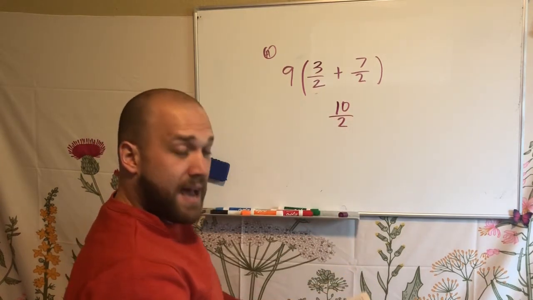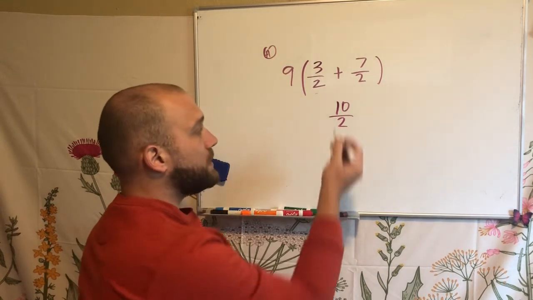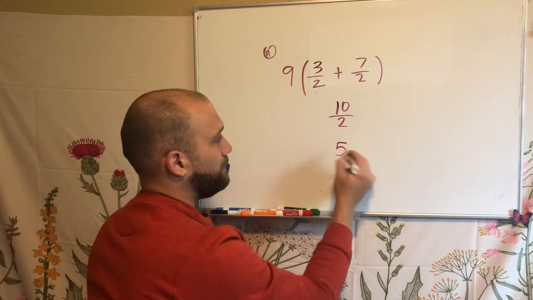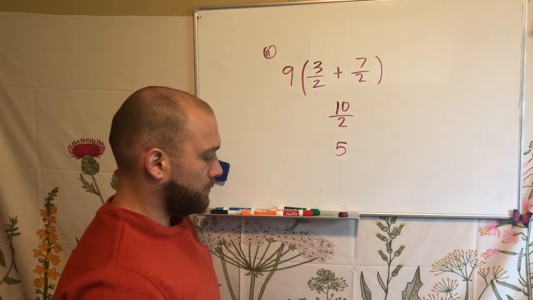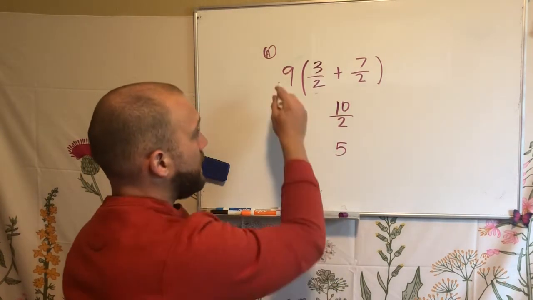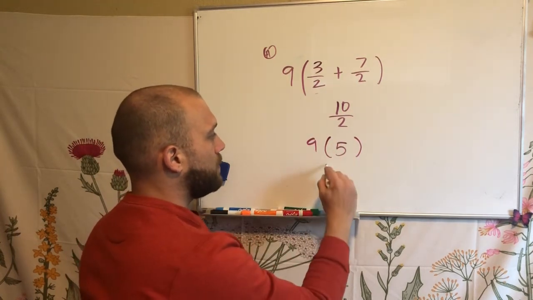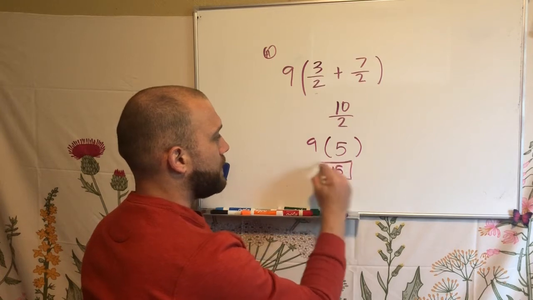And what does 10 halves equal? Well, what's 10 divided by 2? 5. And what's on the outside? Let's not forget about our 9. So what's 9 times 5? 45. There's my answer.